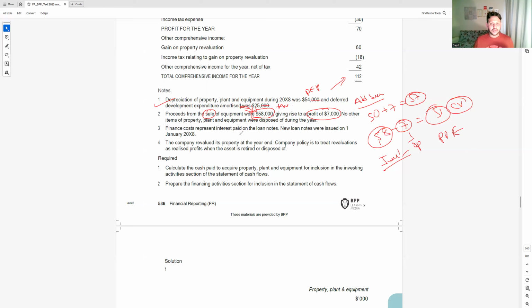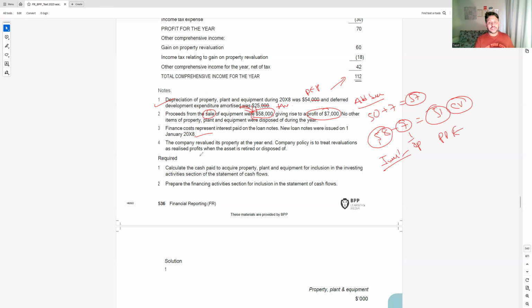Finance costs represent interest paid on the loan notes. New loan notes were issued on 1st of January. My year ends in December and they were issued in January. That means for the whole year, I don't have to worry about it. But if it is the middle of the year, for example 6 months, then I need to calculate the interest for 6 months. But they give it for the whole year, so I'm fine with that.